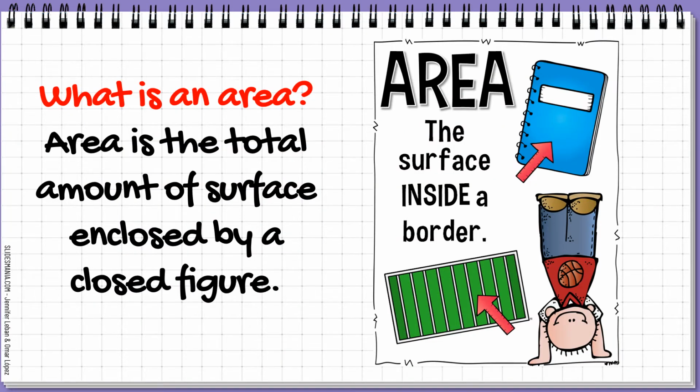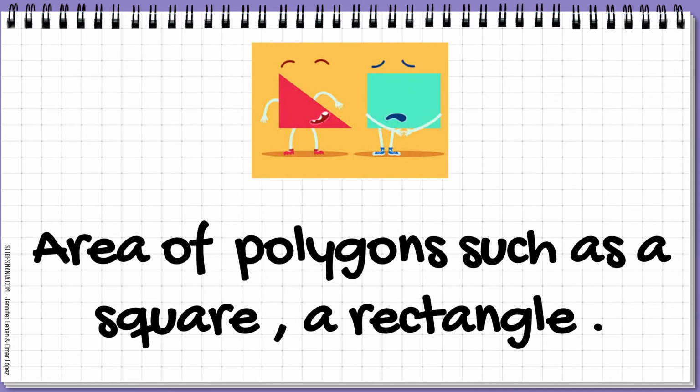We already know what is an area. Area is the total amount of surface enclosed by a closed figure. So remember it is the area inside the border, okay? In the first video I taught you how to find the area of some irregular figures. In this video, I'll teach you how to find the area of polygons such as square, and square is a regular polygon, and a rectangle which is also a polygon. So let's begin.